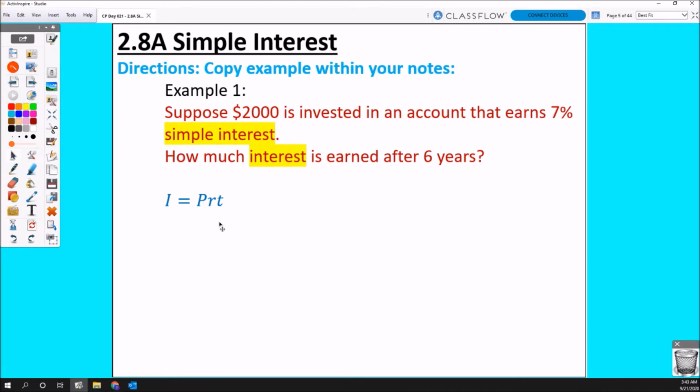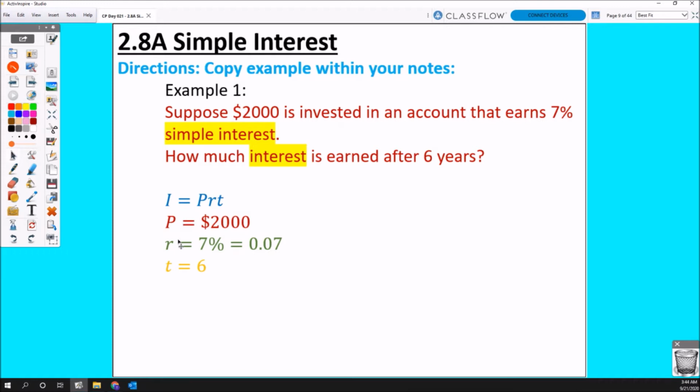So now our next task is identifying the values of P, R, and T. P is the principal amount that was invested from the very beginning, which is $2,000. Next is to determine the rate. Rate is the annual interest rate, which is given in the question as 7%. When you have 7%, just make sure to convert it into decimal, which is 0.07. Next is to determine the time. Time is given, which is 6 years. So T equals 6.